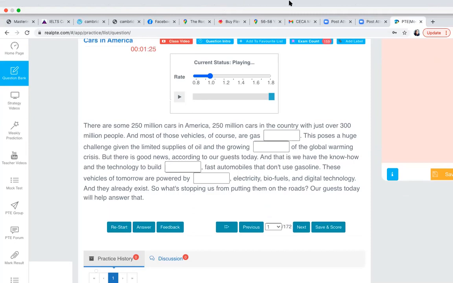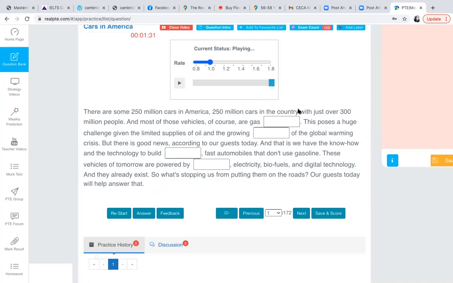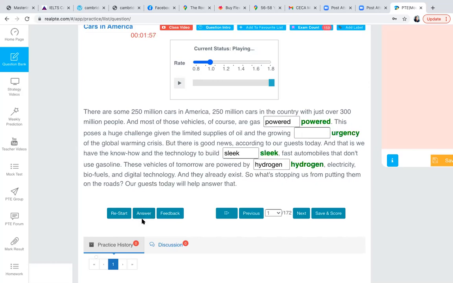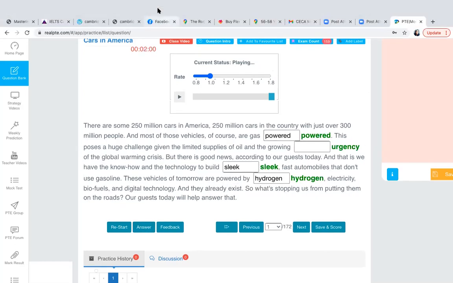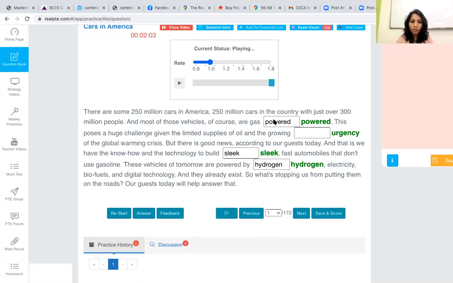Now what you do is you fill it up. Okay, the first one, I got it. It was powered. The second one, I didn't get it, so I leave it alone and I go to the third one, sleek. The last one was hydrogen. Okay, now let's check our answers. That's 3 points towards writing and 3 points towards listening.